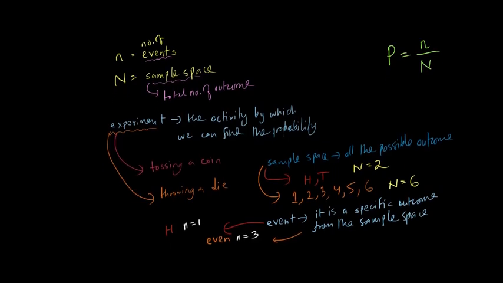So the idea is, whenever we are talking about an event, it is some specific outcomes from the sample space, which is the total outcome, every possible outcome. You can think of this as, if this is the sample space, so this is n, if you talk in terms of sets, then this part, a specific portion of the sample space, is the event.